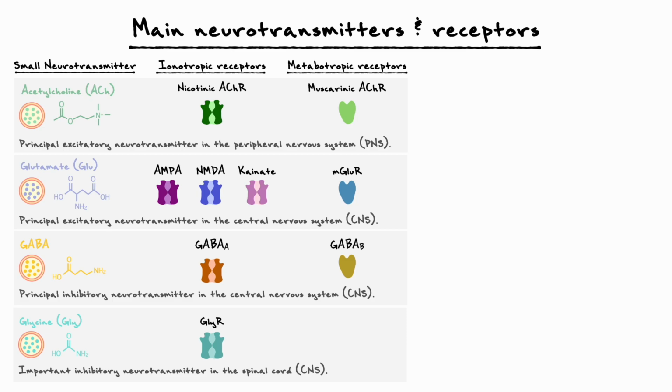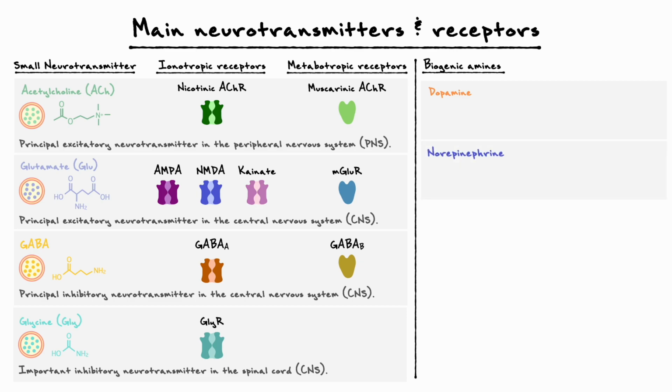Alright, now that we have covered acetylcholine, glutamate, GABA, and glycine, I want to move on to another category of neurotransmitters, which are called biogenic amines. There are 5 well-established biogenic amines: dopamine, norepinephrine, epinephrine, serotonin, and histamine.